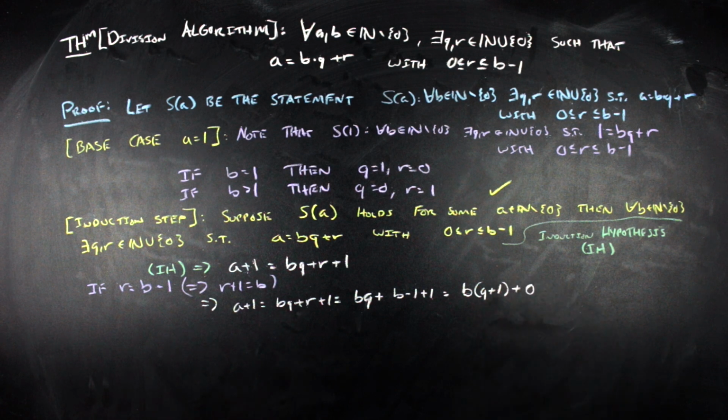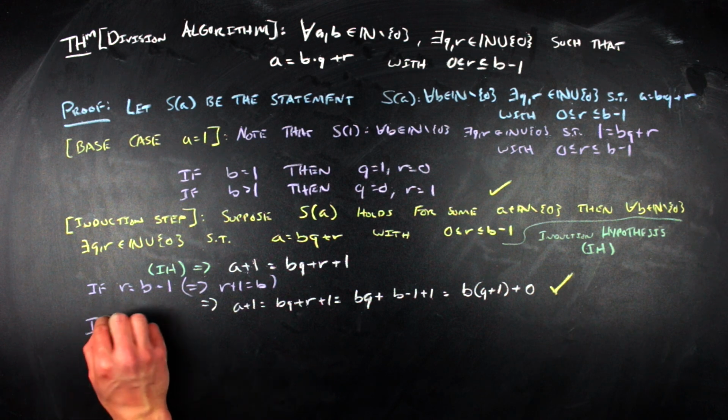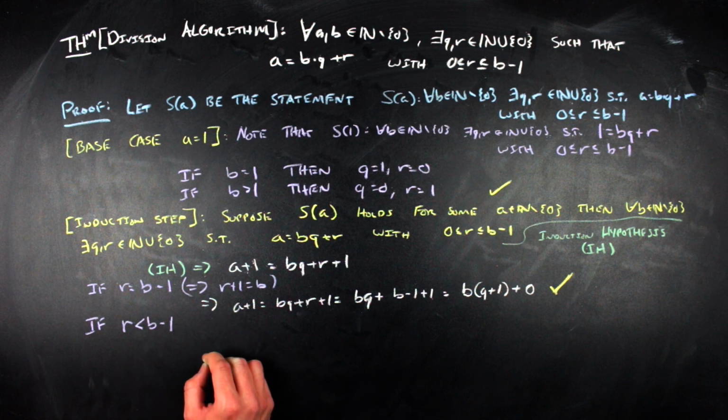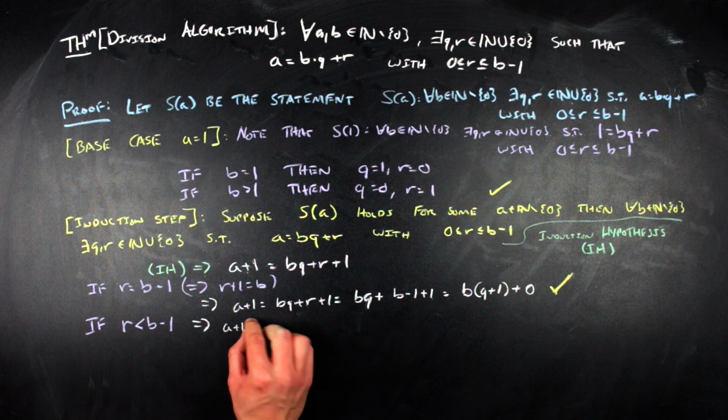And that's fine because Q plus 1 is a natural number, and the remainder here would be 0, which is allowed. Next, when you think about the case where the remainder was not B minus 1, here we do the closest thing that I've done so far in any of these videos to analysis, which is use inequalities, right?